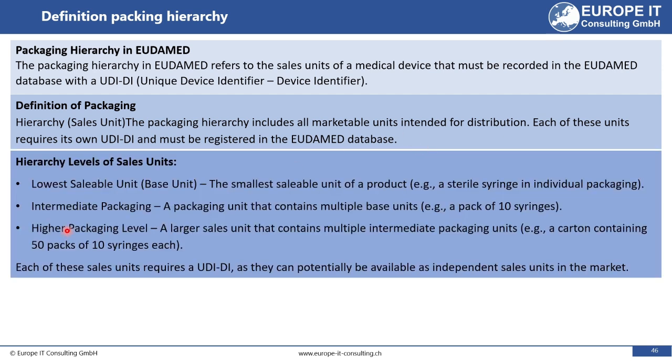So here we have an example. The lowest saleable unit is usually the base unit. Generally you have just one piece, though it could also be 10 pieces if this is the smallest sales unit. Intermediate package: we have here an example with just 3 levels. The intermediate package contains, for example, a pack of 10 syringes. Then we have the higher packaging level, a larger sales unit that contains multiple intermediate packaging units. This could be a carton containing 50 packs of 10 syringes, for example.